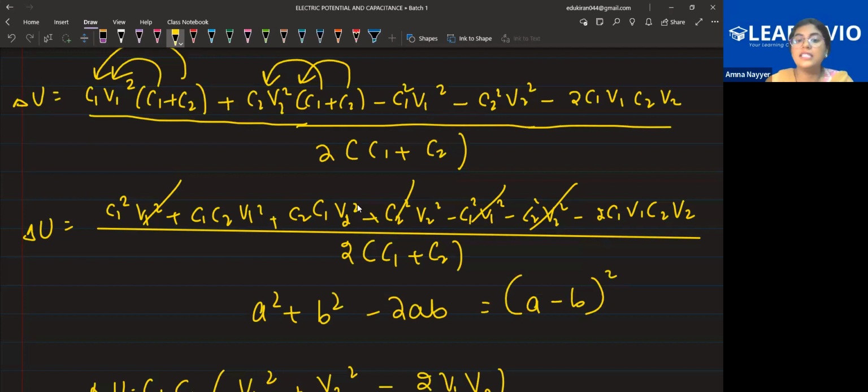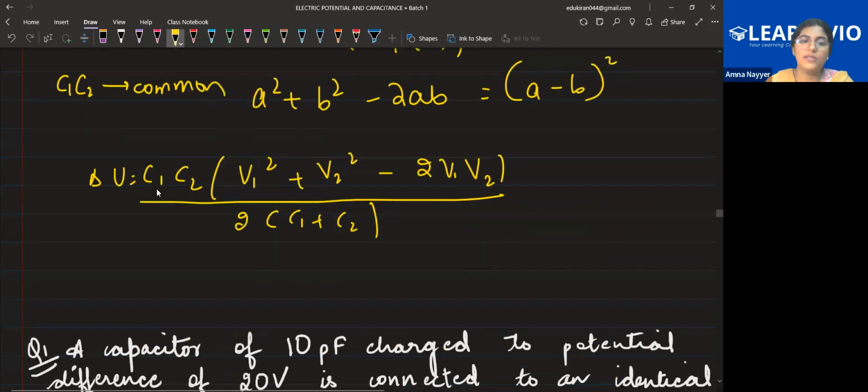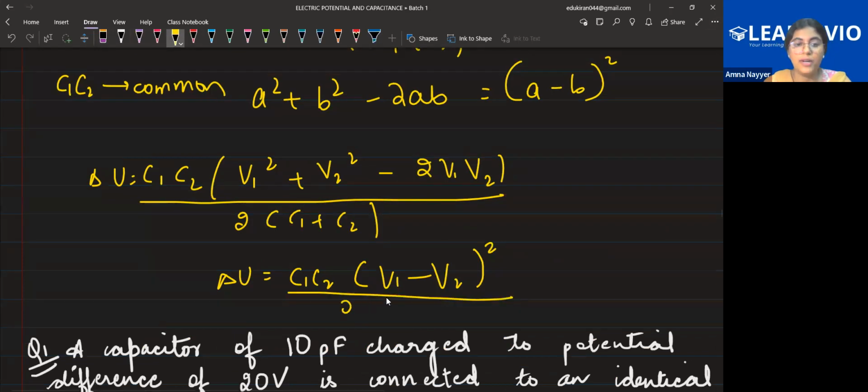So let's take C1 C2 common. If you take C1 C2 common, you'll be left with C1 C2 (V1 squared plus V2 squared minus 2 V1 V2) divided by 2(C1 + C2). Then we have the change in energy, C1 C2. What is this? (A minus B) whole squared, what we have discussed. So C1 C2, this is (V1 minus V2) whole squared, not individual squares, divided by 2(C1 + C2). This is the entire formula and the derivation.